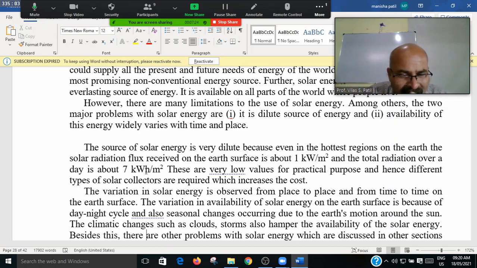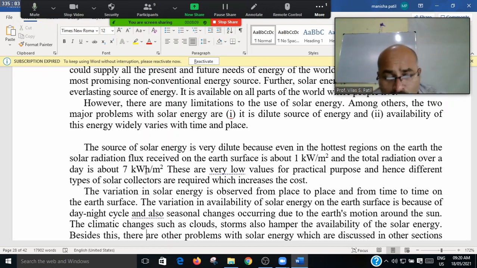The source of solar energy is very dilute, because even in the hottest region, the solar radiation flux received on the earth surface is 1 kW/m², and the total radiation over the day is 7 kWh/m². That is, if we take one square meter of area in the hottest region, such as a desert, we get 1 kW/m² of energy, and over the whole day we get 7 kWh/m². And this energy has to be converted into electrical energy.